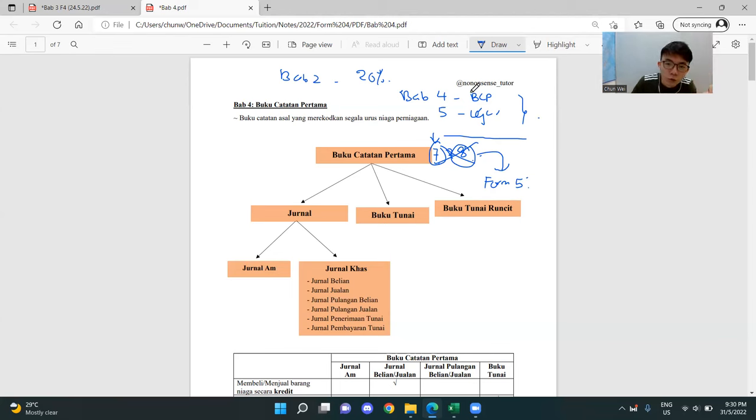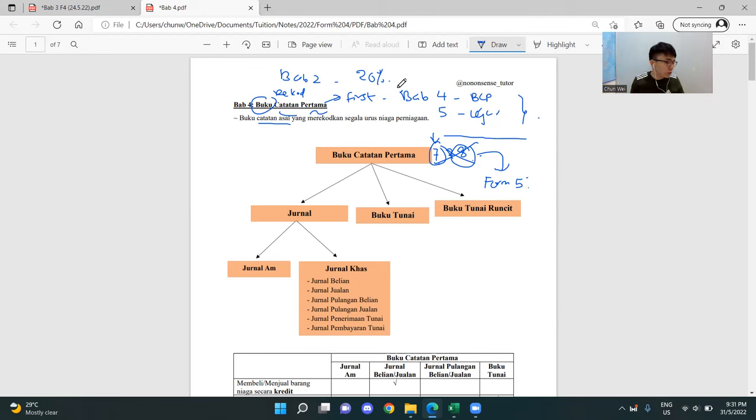Okay? So come back to here, Chapter 4, Buku Catatan Pertama. What is Buku Catatan Pertama? Buku Catatan Pertama ialah buku catatan asal yang merekodkan segala urus niaga perniagaan. But just by reading this Buku Catatan Pertama, you can see buku is a book. Alright, catatan means what? Record. Catat. Recording. And pertama is what? Is first. Yeah. That's why this Buku Catatan Pertama is like a first record after the document.